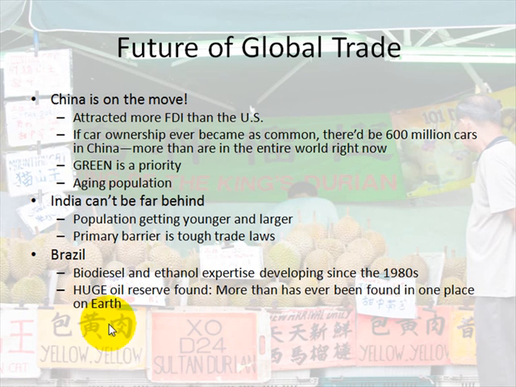Okay, and there's a third mover I'm going to put on there, and that's Brazil. Brazil has biodiesel and ethanol expertise that it's been developing since the 1980s. They're the world's experts in biodiesel. I think they're the biggest exporters of biodiesel. And it's because they can grow sugar cane down there, like, all over the place. Sugar cane grows like weeds down there.